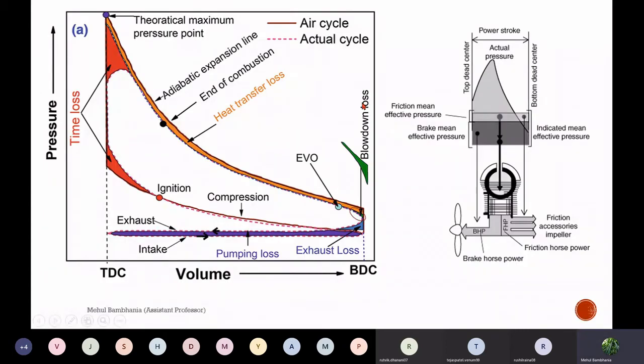Let's move on. Look at this diagram. In the power stroke, initially pressure is increasing, then it goes down. This is what is shown here. Initially pressure is increasing and then it slows down. This represents the actual pressure, and the mean of this value represents the brake mean effective pressure. The mean value of this is referred to as the brake mean effective pressure. So mean effective pressure is always calculated based on the ideal cycle, while the brake mean effective pressure is always calculated based on the actual cycle. That is the difference between those two pressures.